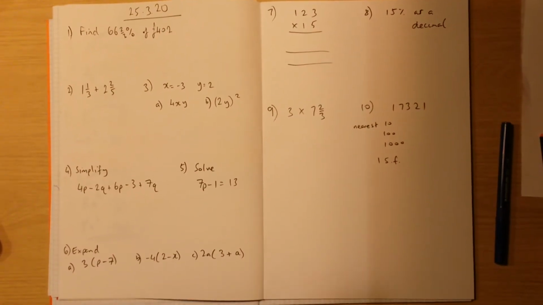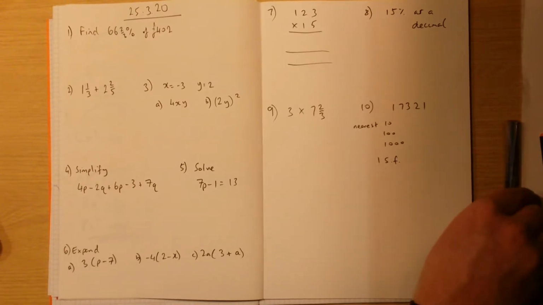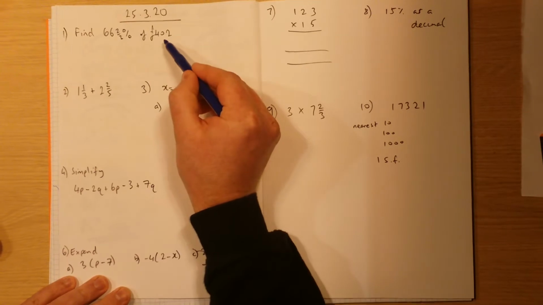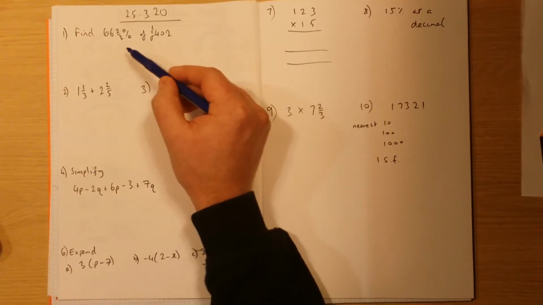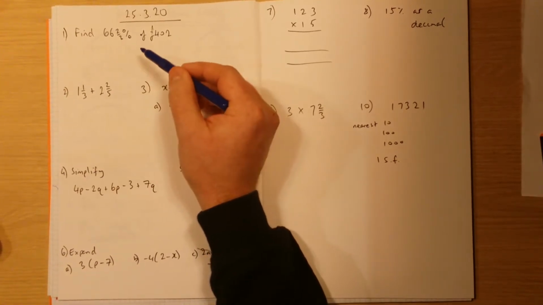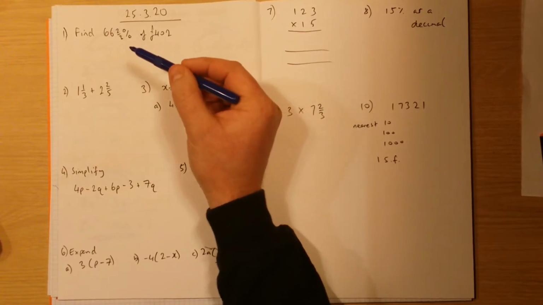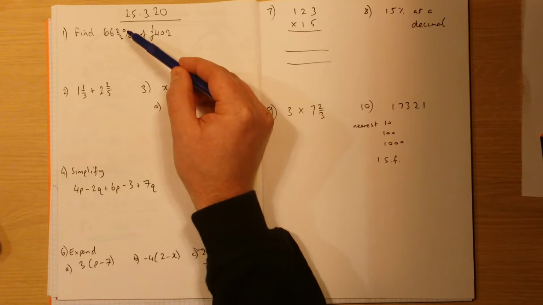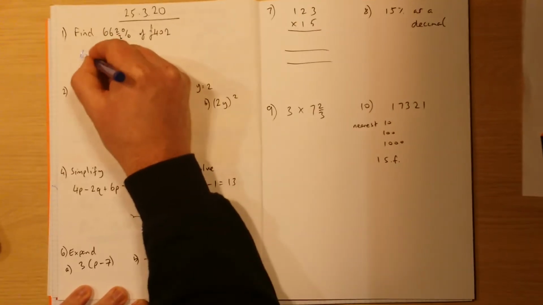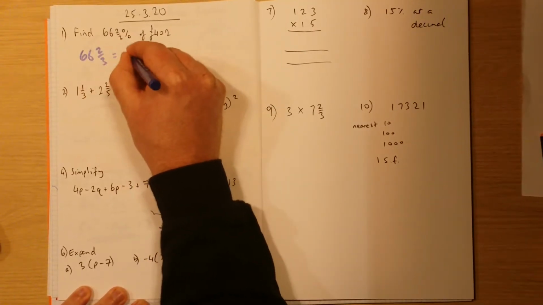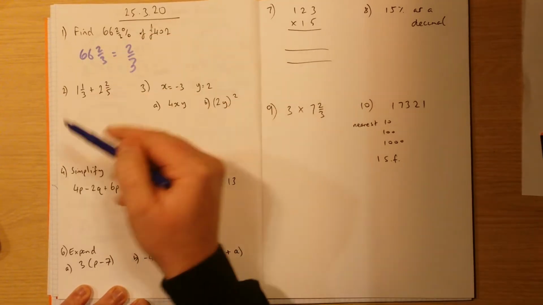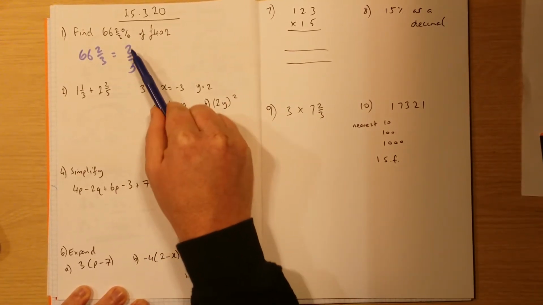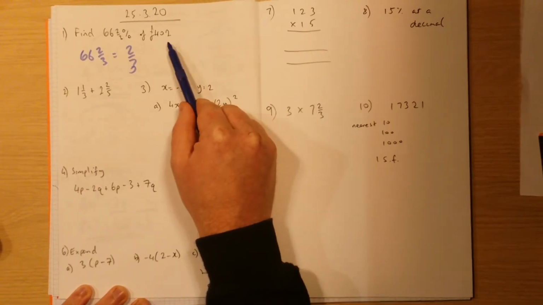Okay, so going over the work that was set the other day, to find 66 and 2/3% of a figure, it's helpful to know that 33 1/3% is just a third. And that's because it's 100 divided by 3. So 66 and 2/3 is the same as 2/3. That's the same as the fraction, because 66 and 2/3 out of 100 is 2/3 of 100. So if you know it's 2/3, that makes this a wee bit easier.